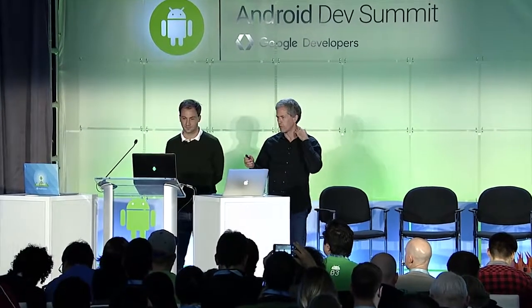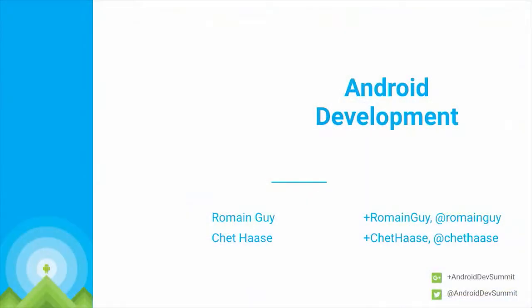Welcome to, what are we going to talk about? Let's talk about Android development today. I'm Chet Haas. I'm on the Android UI Toolkit team. And I'm Romain Guy. I work on the Android team. I'm working on new graphics and layout stuff that hasn't been announced. How incredibly vague. That's right.